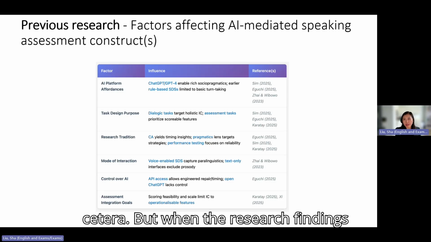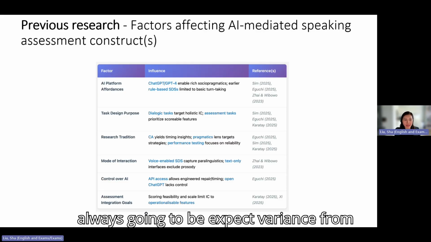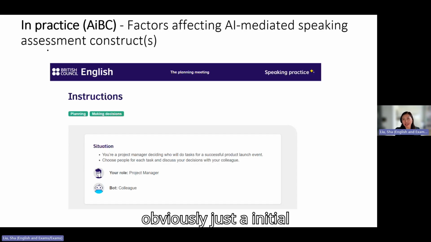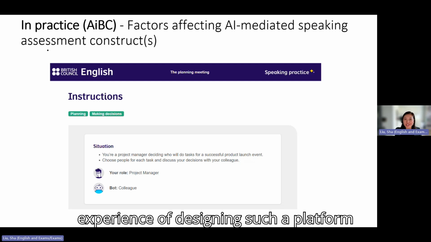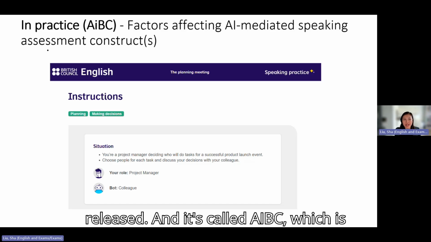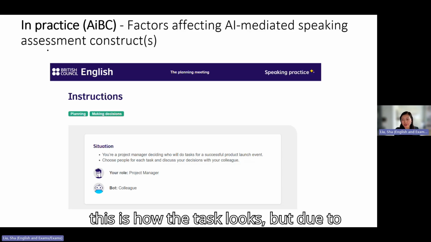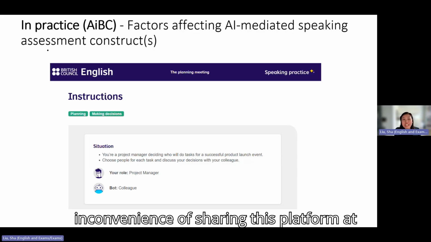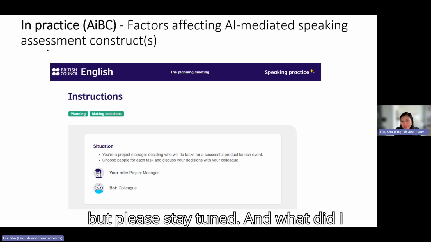But when the research findings are put into practice, are we looking at the same set of factors, or are we always going to expect variance from those factors? And now this is obviously just an initial understanding, sharing my initial understanding based on my real-life experience of designing such a platform, that is an AI-mediated speaking assessment platform, which will soon be released. And it's called AIBC, which is really cute as a name, I believe. And this is how the task looks, but due to the time limit and the inconvenience of sharing this platform at this moment, I will just be sharing the interface with you for today, but please stay tuned.